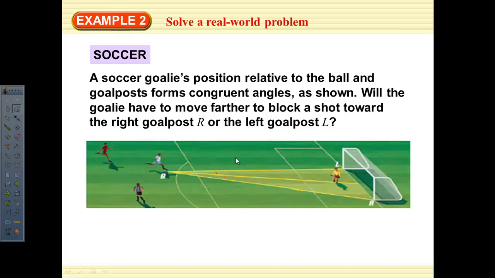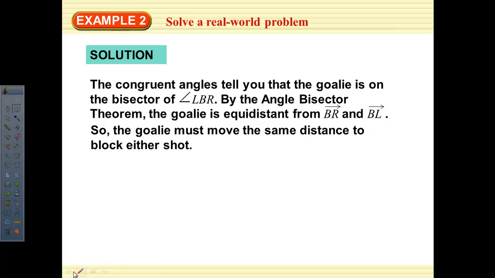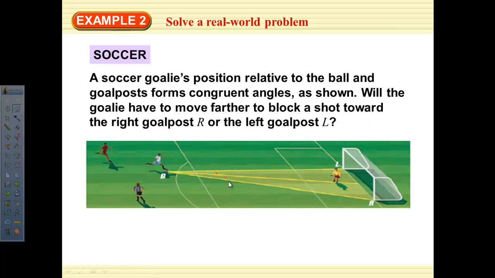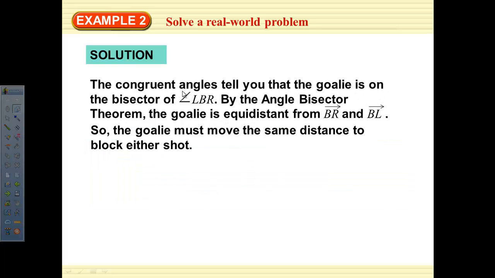So in this case, if we look at it carefully, the distance should be the same, because it's going to cut it directly in half. Sorry, let me go back real quick. If these two angles are the same, then the distance from here to here should be the same as the distance from here to here. So again, congruent angles tell you the goalie is on the bisector.